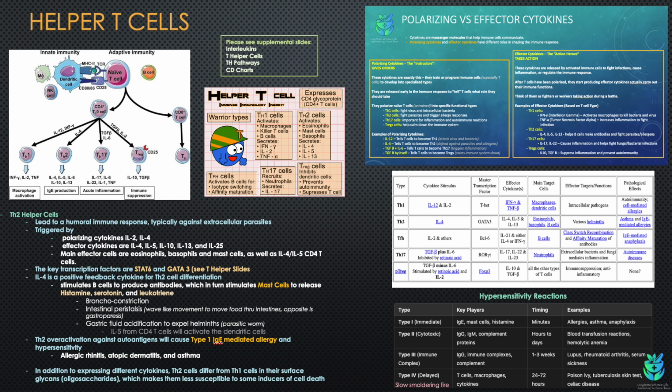And interleukin 5 from the CD4 T helper cells will activate the dendritic cells. And Th2 overactivation against autoantigens will cause type 1 IgE-mediated allergies and hypersensitivity. So allergic rhinitis, atopic dermatitis, and asthma all fall under this category. In addition to expressing different cytokines, Th2 cells differ from Th1 cells in their surface glycans, which makes them less susceptible to some inducers of cell death.